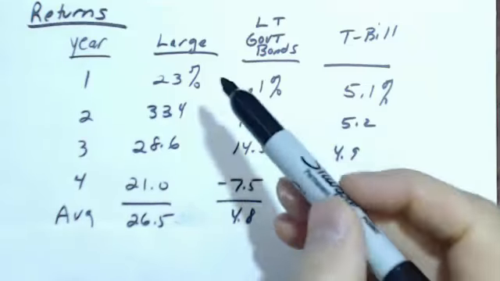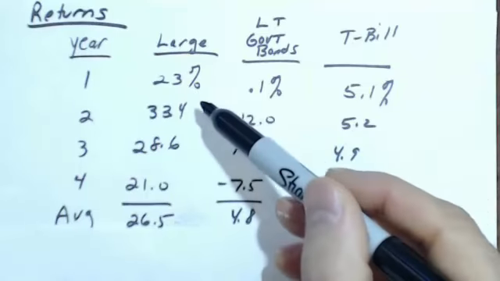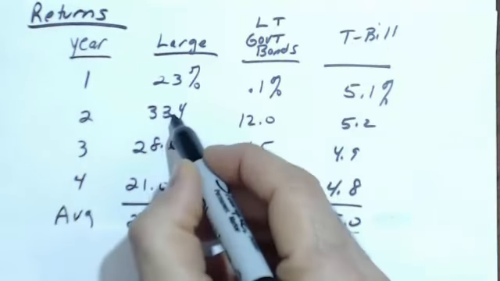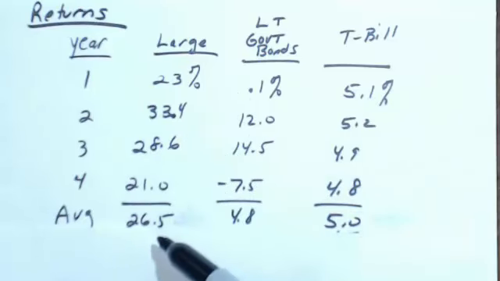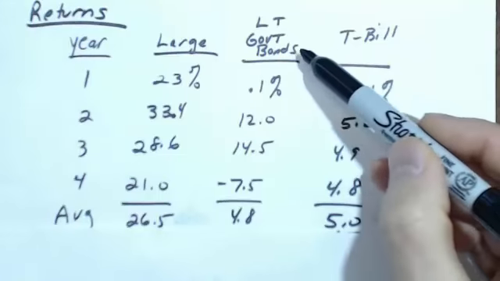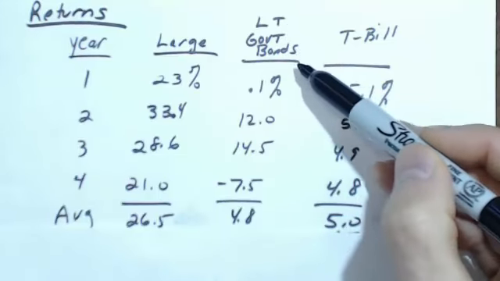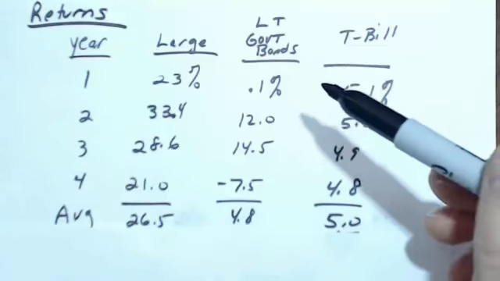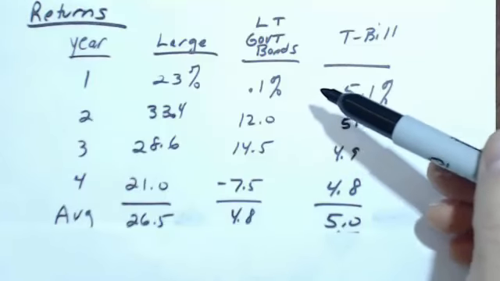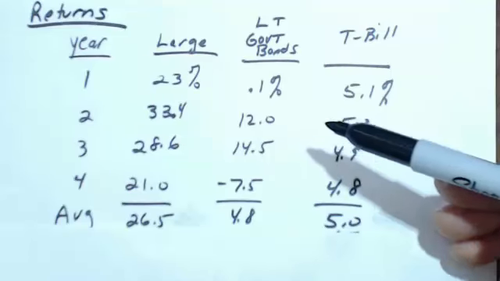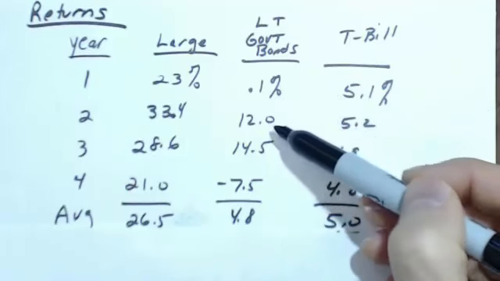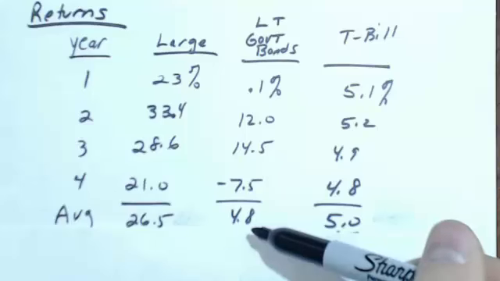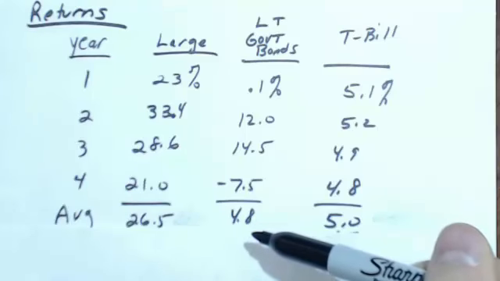So we have large cap stocks with a 23% return in year 1, 33.4% in year 2, 28.6% in year 3, and so on. The average, the arithmetic average, as I'll explain a little later, is 26.5%. And we also have the returns for long-term government bonds, T-bonds. T-bonds are usually issued by the U.S. government with a maturity of 10 to 30 years. The return in year 1 was only 0.1%, and then year 2, 12%, and overall the average for this 4-year period was only 4.8%.